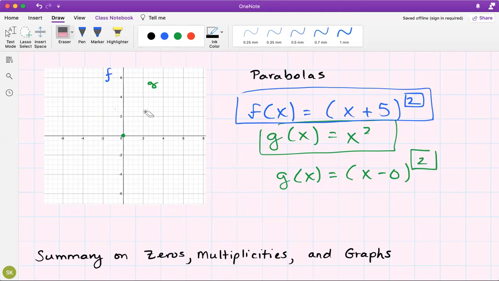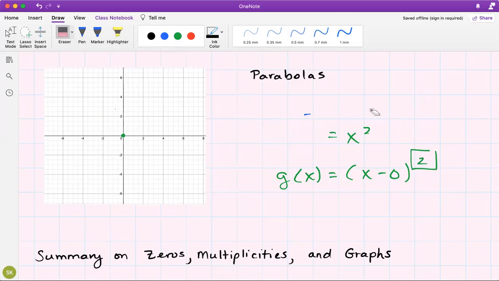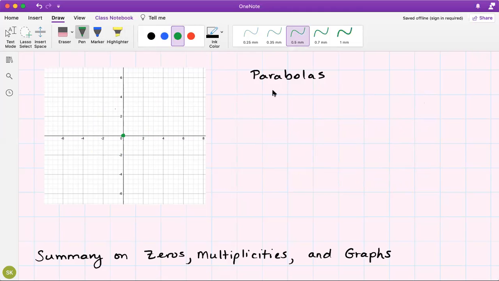Now let's look at a function of a parabola that doesn't touch and go. Let's say we have something like f of x is equal to x squared minus 1. How would we graph this? Well, this is the parent function x squared shifted down 1 unit. So it would go right through here, here, and here. And you can see I intersect the x-axis here.